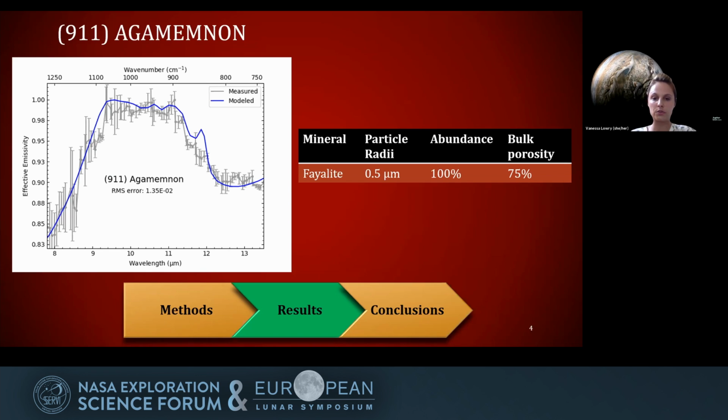For this asteroid, the final result of the best fit, meaning the lowest RMS error. So what I did was, after going back and redoing the modeling, I would iterate and add more or less of fayalite force to find which one, using the T-matrix Hapke, not using the weighted least squares, would give me the lowest RMS error. So for 911 Agamemnon, the 0.5 micron particle radii size fit the best with 100% abundance and an overall bulk porosity of 75%.